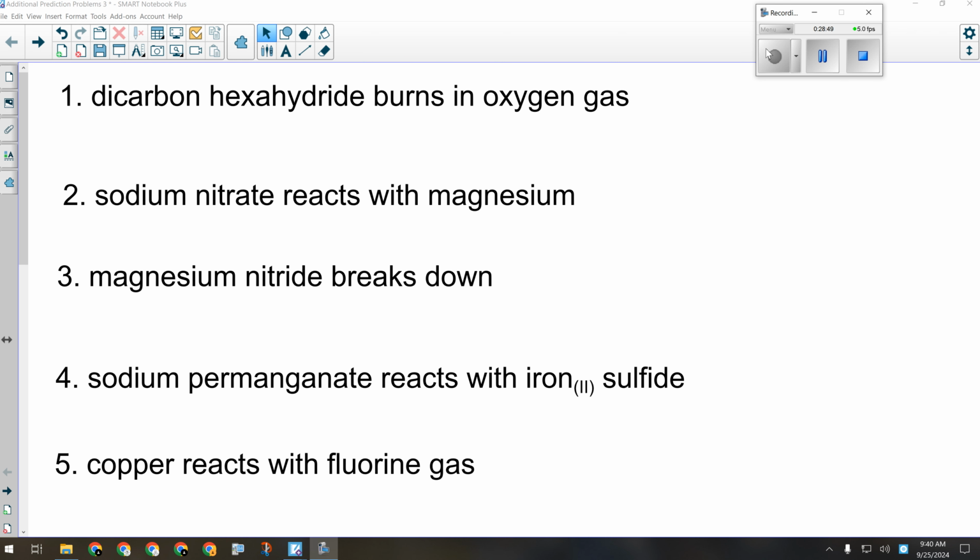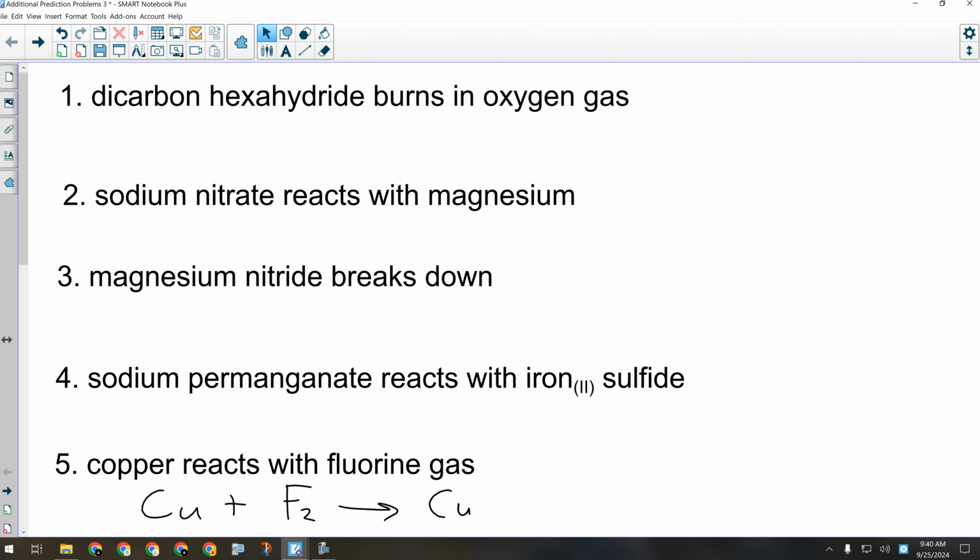Okay, I've got copper reacting with fluorine gas, so I know it's weird. I'm going to start with number 5. Okay, it's reacting with fluorine gas, F2. Okay, special element. Okay, and that's going to make CuF2 because 2 is the most common charge for copper. Okay, all right, and then it's already balanced the way that it's written.